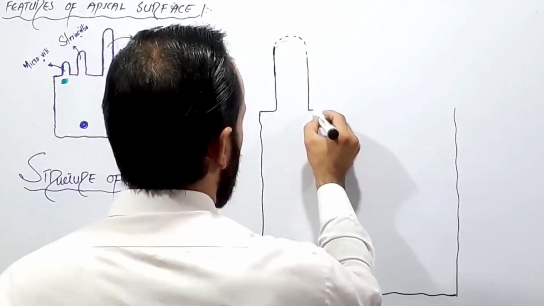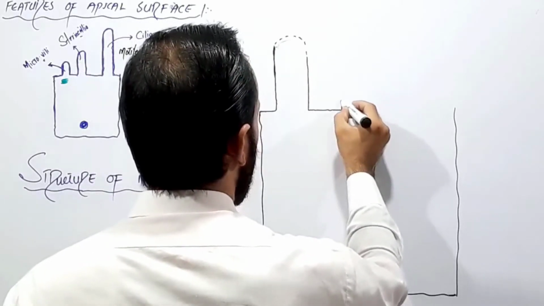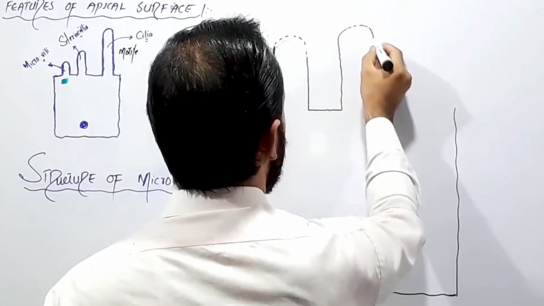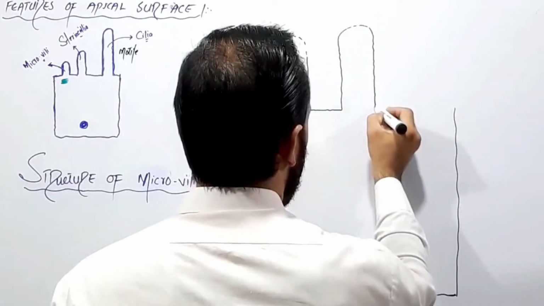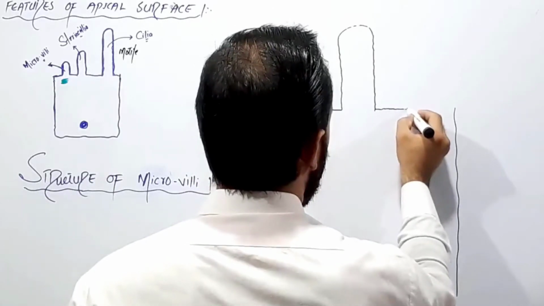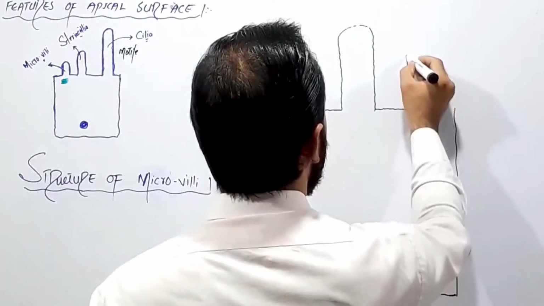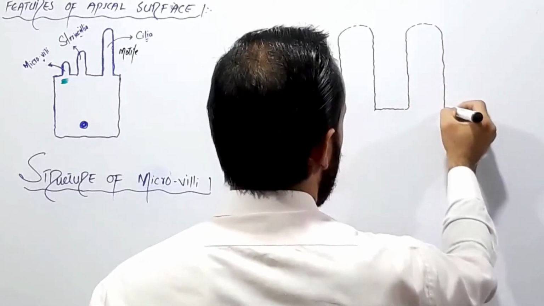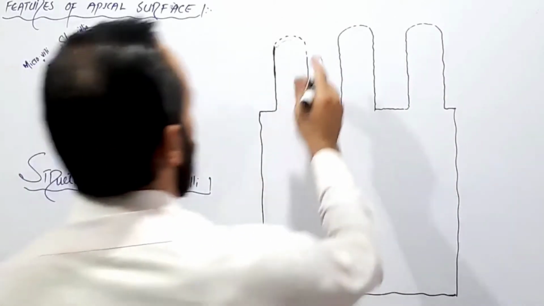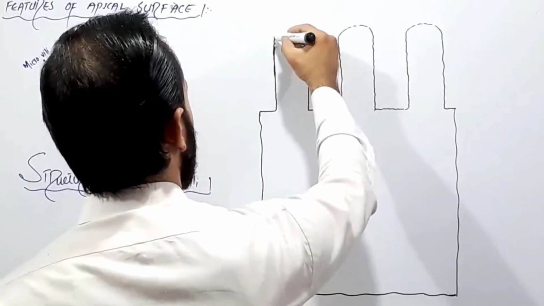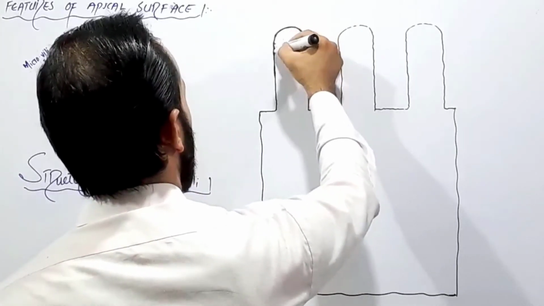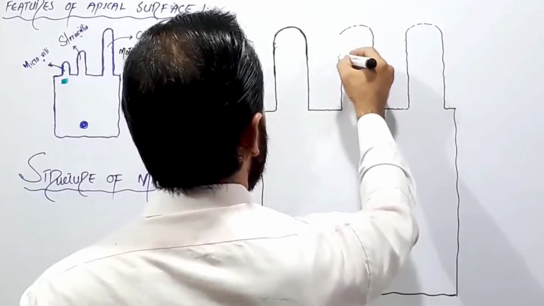Again it came down, then gone, and then again an upward projection, right? Then again it will come down, right? And then in one cell there can be many projections like this, right? So what is inside these upward projections we will see right now.